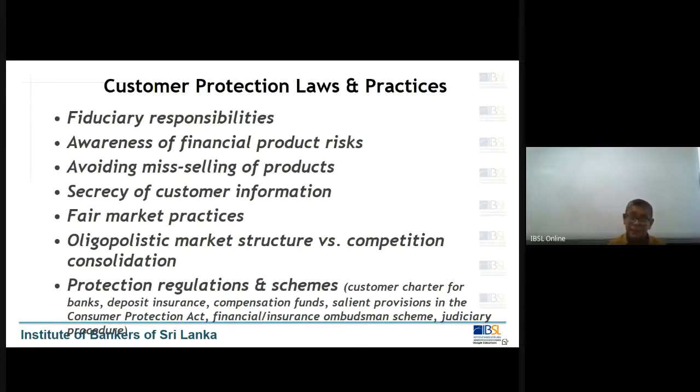Laws and practices, right? One important thing is we are going to discuss the financial ombudsman. I think some of you will be aware of who the financial ombudsman is, right? So the financial ombudsman. Then we are going to discuss the customer charter.